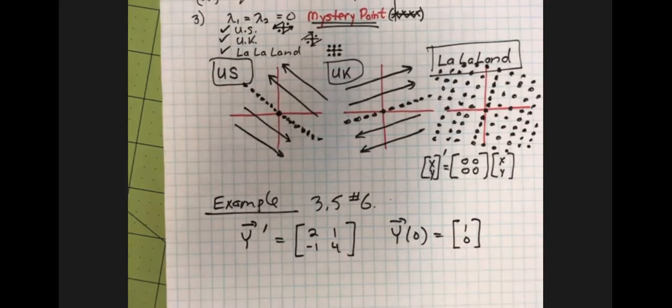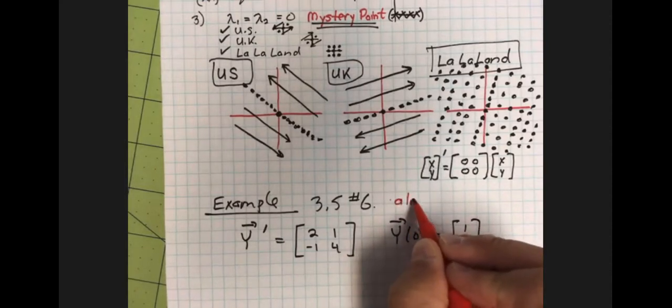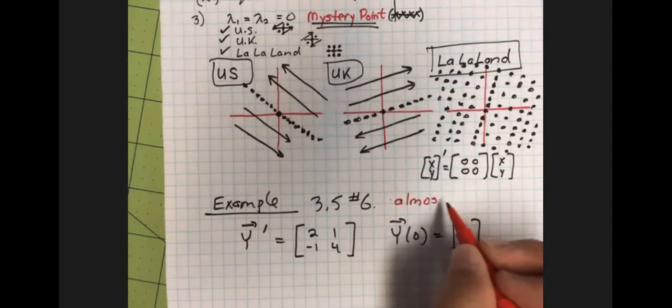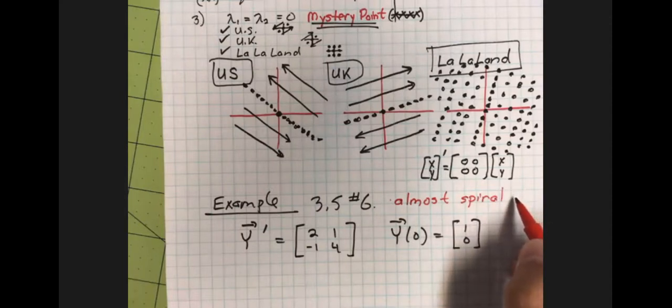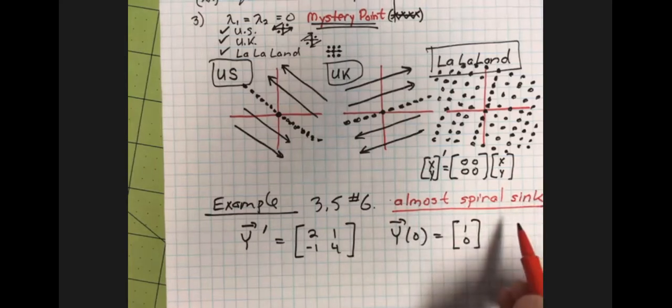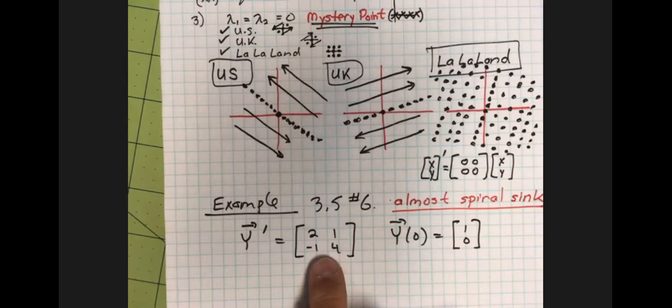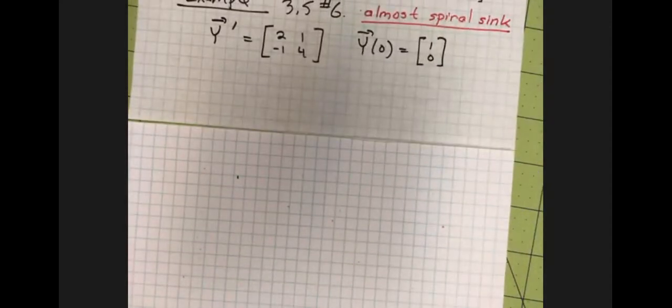And just by way of preview, if I'm looking at this correctly, this is an almost spiral sink. By the time we're done with you on Monday, you will also look at the four numbers and name the thing exactly. But let's show you why I say that. Okay.